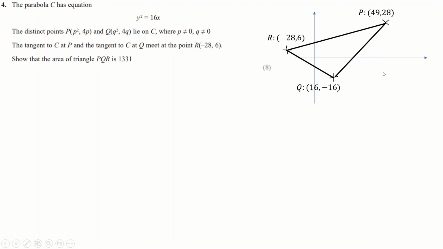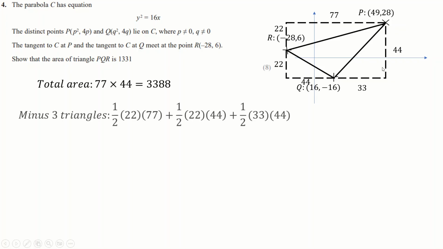The most elementary way, I think, is just to draw a big box around it and say, okay, well, the distance from here to here, the width of the box is minus 28 to 49, which is this. The height is from 28 to minus 16, which is that. And now you can find all these distances. So this one here is from 16 to 49, which is this, which makes this 44. This distance is from 6 to minus 16, which is 22, which also makes this distance 22. And now the area of the triangle is going to be 77 times 44, minus this triangle, minus this triangle, minus this triangle. And we'll end up with our answer that they wanted us to get, which is amazing.